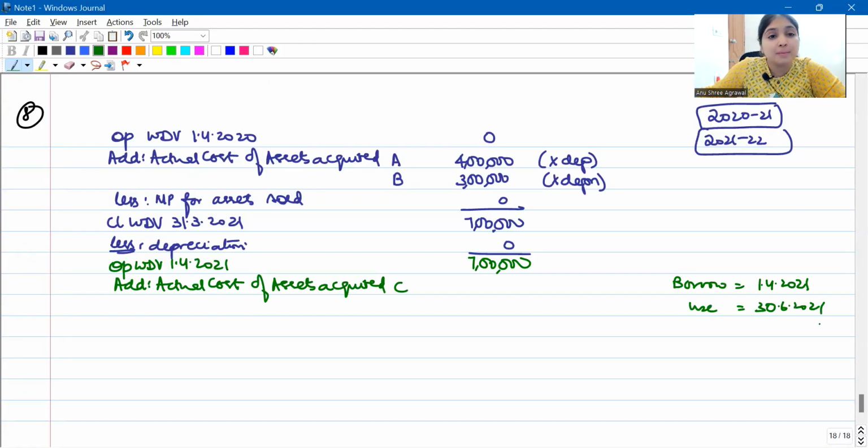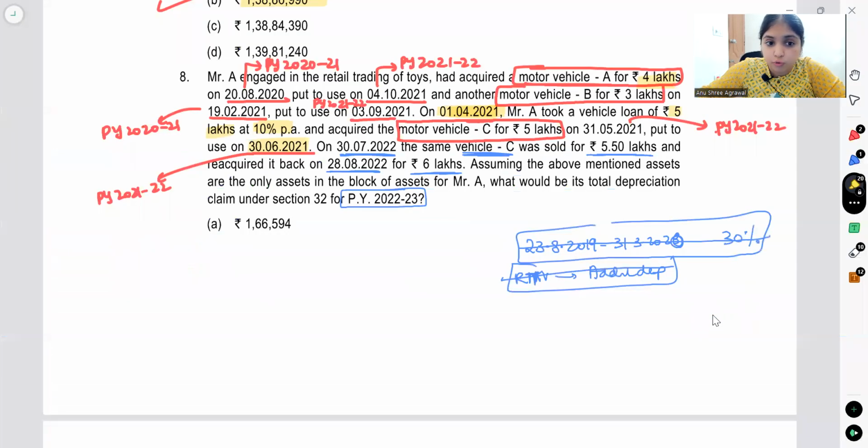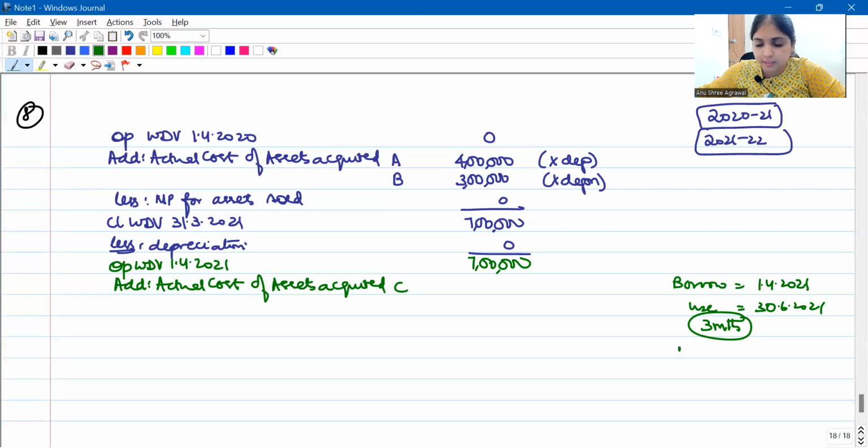So totally how many months? April, May, June. For 3 months, whatever interest has been incurred, even the interest will be added to the actual cost. Now, what is the value of the loan? 5 lakhs loan, 10% interest. So 5 lakhs loan, 10% interest into 3 by 12. This is going to be how much?